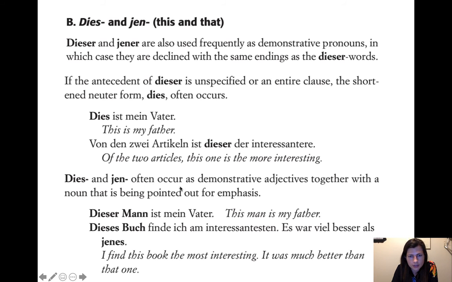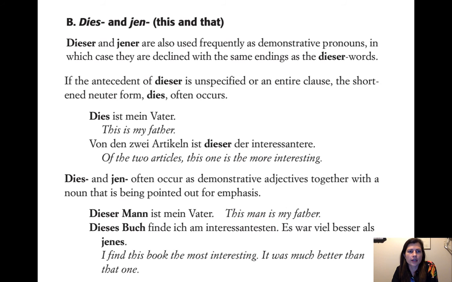Dieser and jener often occur as demonstrative adjectives together with a noun that is being pointed out for emphasis. Dieser Mann ist mein Vater. Ja, dieses Buch finde ich am interessantesten. Es war viel besser als jenes. Yeah, dieses, this one, and then jenes, that one. So, yeah, here we have dieser Mann like we did a while ago, and dieses Buch. That's how they were used initially. And then jenes is a similar idea. It's just that the noun has been omitted, that one.